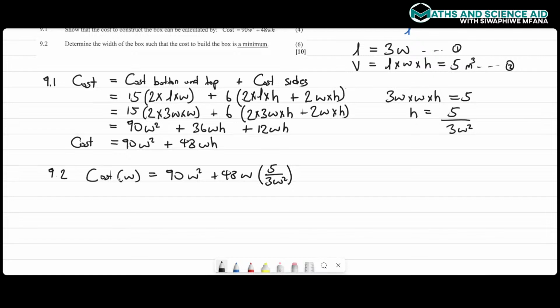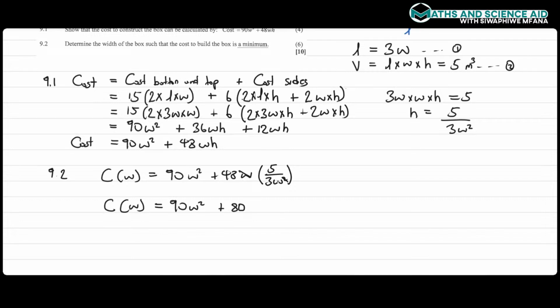Now let's simplify it. Maybe instead of writing cost, let's just say it's C. Let's abbreviate it with C as a function of W. So 90W squared. And then here, as you can see, this W will cancel with that square. So we'll have 48. For this, I'll use a calculator. I'll just calculate the value of 48 multiplied by 5 over 3. And that's equal to 80. So this is plus 80. And then we'll be left with that W in the denominator.